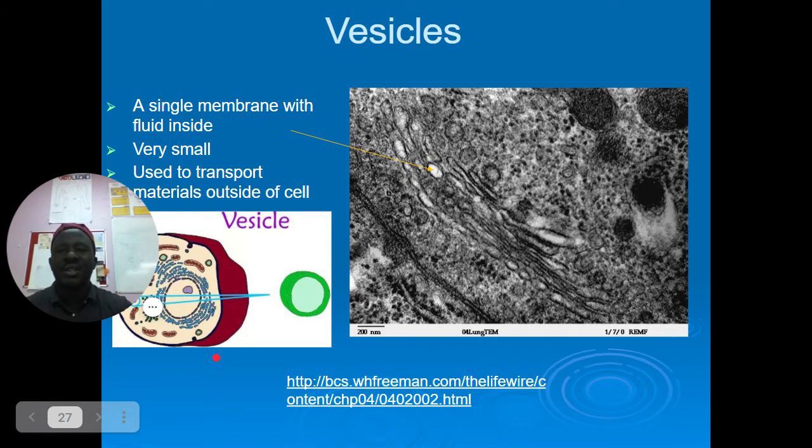Now, if you look at the vesicles, a vesicle is a single membrane with a fluid inside, very small, used to transport materials outside the cell. A vesicle is like when someone has a swelling and you open it, and the fluids come out. When a cell has some materials it wants to eliminate, it forms a ball-like structure of a single membrane around those fluids, then it gets close to the cell membrane and bursts open to pour those materials out of the cell.